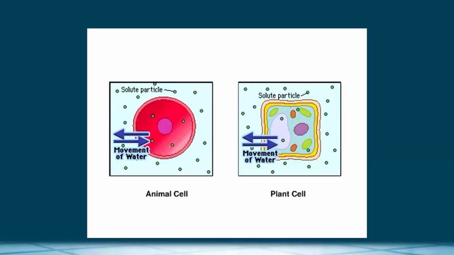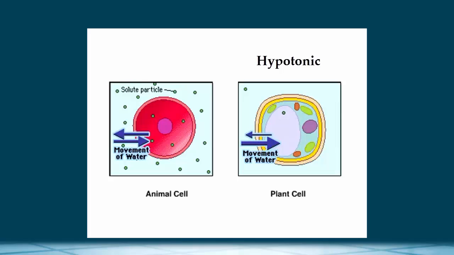Plant cells are surrounded by rigid cell walls. When plant cells are exposed to hypotonic environments, water rushes into the cell, and the cell swells, but is kept from breaking by the rigid wall layer.